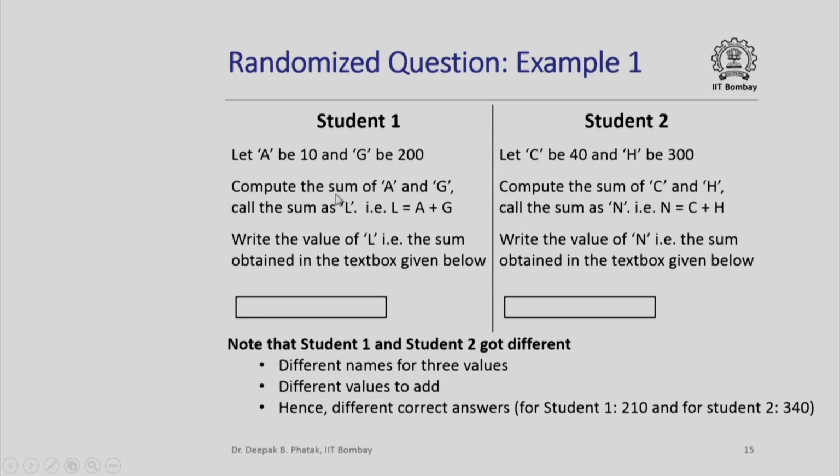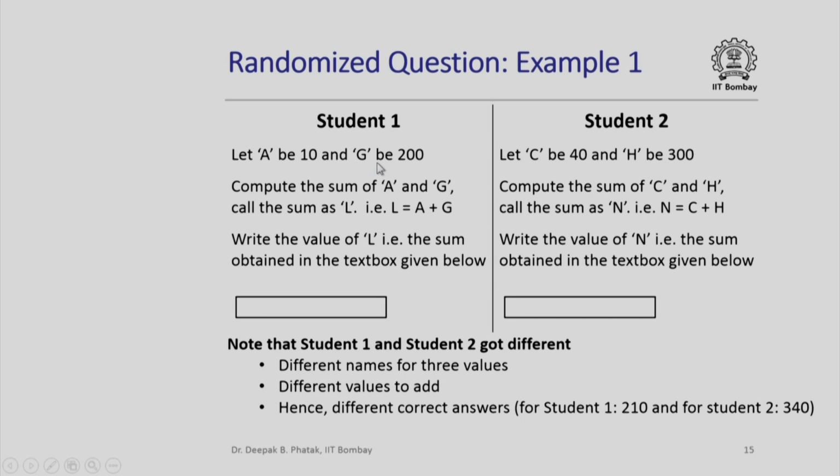The question is: compute the sum of A and G and call the sum as another symbol L. We give an example that L is equal to A plus G. Write the value of L, that is the sum obtained by adding these two, in the box provided. This is the quiz which we want to give.